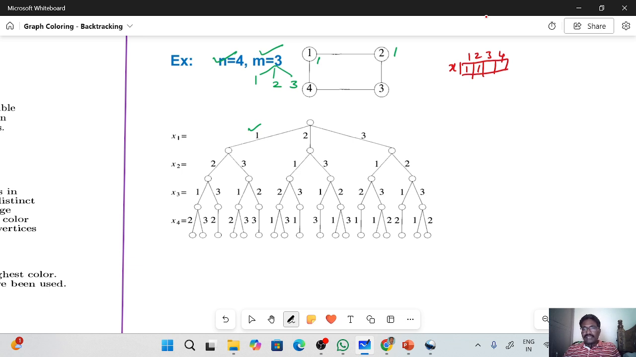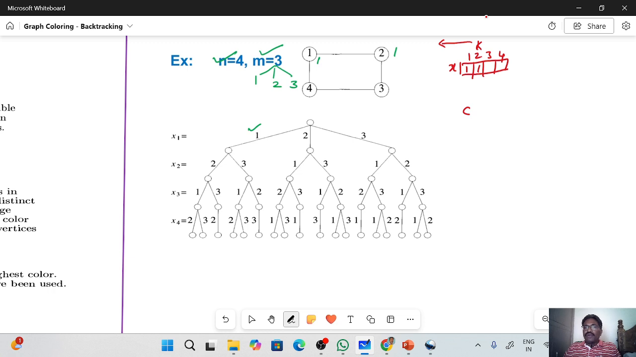How do I realize whether it is valid or not? Because I have the cost matrix and I know which vertex I am talking about. So this is my vertex, labeled as the kth vertex. I am going to check which vertices are already colored. From those, with the kth vertex, is there any edge or not?